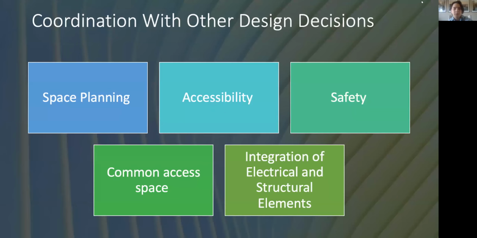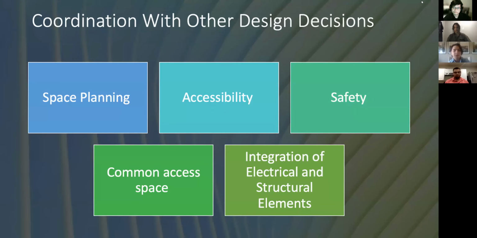And then now you have your coordination with other design decisions. This is your accessibility, which means all the equipment and devices must be accessible for inspection, service, and replacement. Safety: electrical equipment is hazardous, so clearance must be provided on all sides that require access. And then you have common access space, which is to minimize the loss of useful building space.